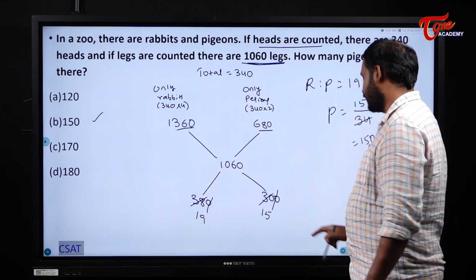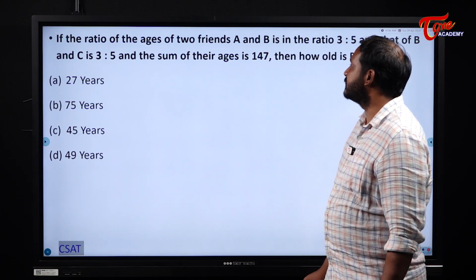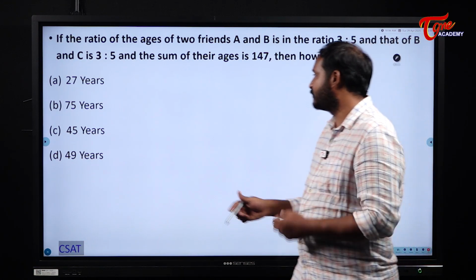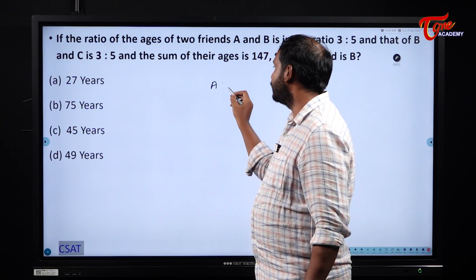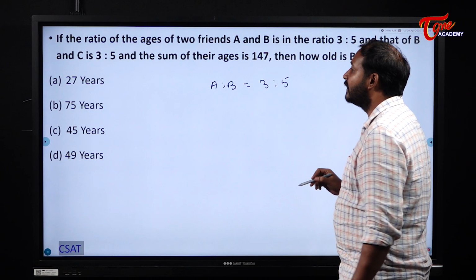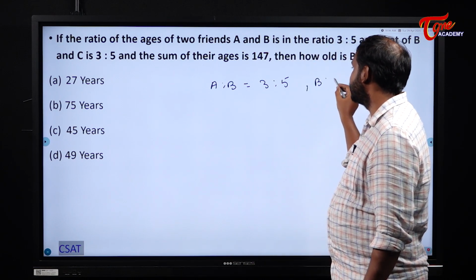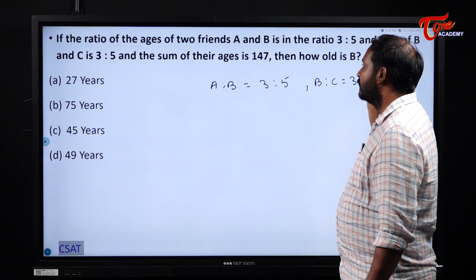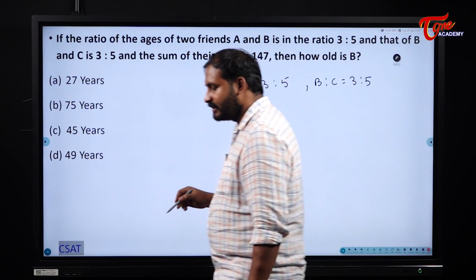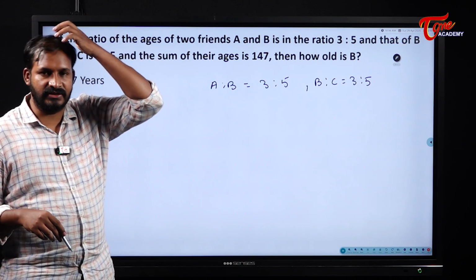Understood? Right? Next one. If the ratio of ages of two friends A and B is 3:5, A is to B ratio is 3:5. And that of B is to C is 3:5. And the sum of their ages is 147. Then how old is B? That is the question for us here.